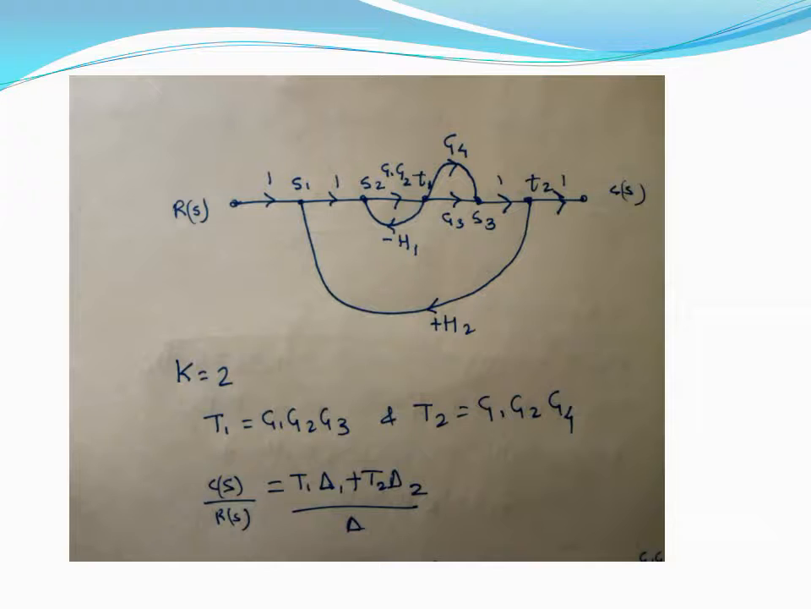Here we can see from S2 to T1 and coming back from T1 to S2 there is one loop. It becomes minus G1 G2 into H1. There is one more loop starting from S1, S2, T1, S3, T2, which is coming back again with a gain. So it becomes 1 into G1 into G2 into G3 into plus H2, so it is G1 G2 G3 plus H2. That is one more loop. So there are two loops, and can you find another?